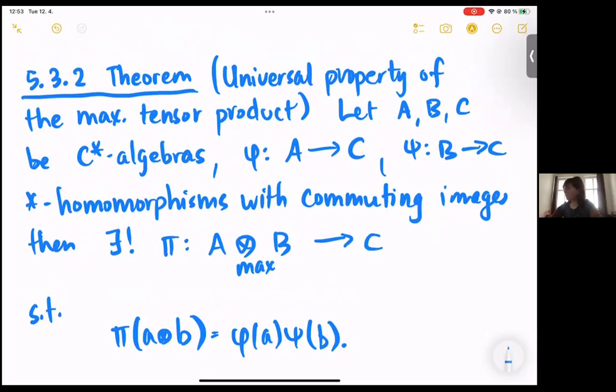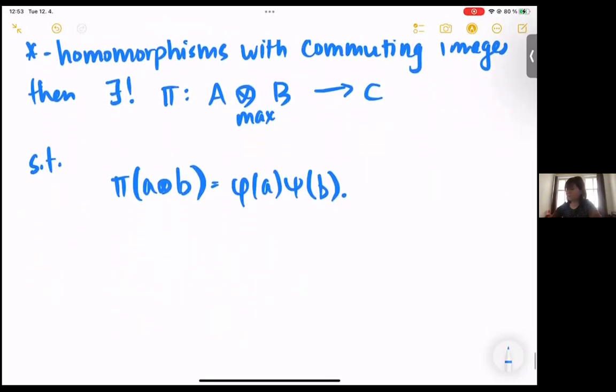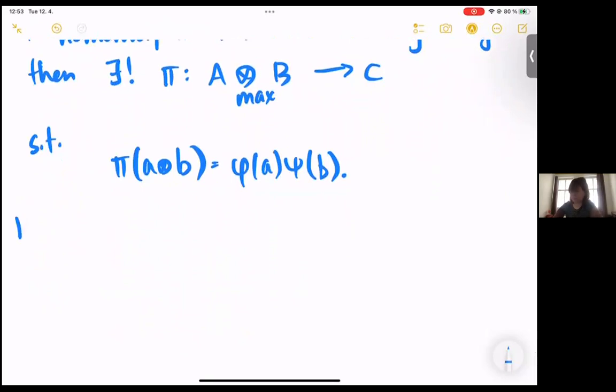So I have about 7 minutes. Maybe we could prove this, and then if I have a few more seconds, I will just say a few words about.